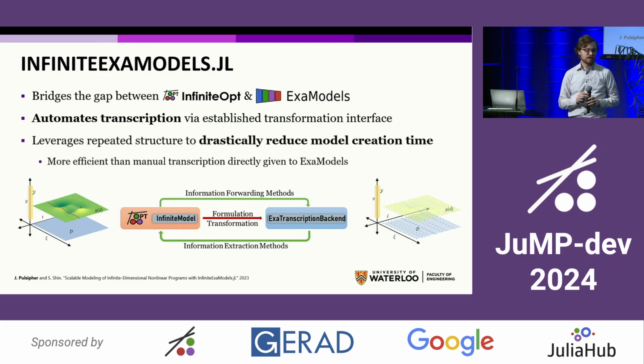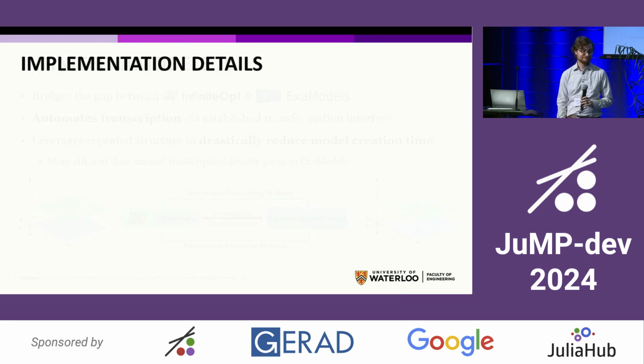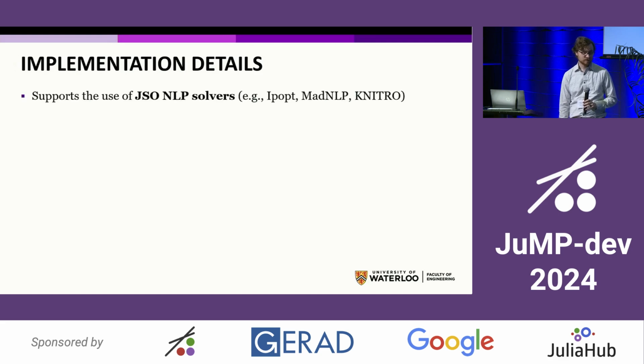Okay. And because we have this inherent repeated structure stored in InfiniteOpt, we can leverage that to drastically reduce model creation time. We actually found we can make it basically independent of the discretization size. And this gives us a way to do it even more efficiently than you could by manually making the EXA model object in most cases. So how does this work?